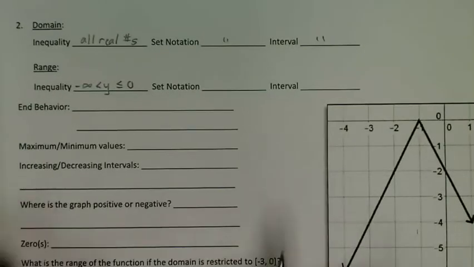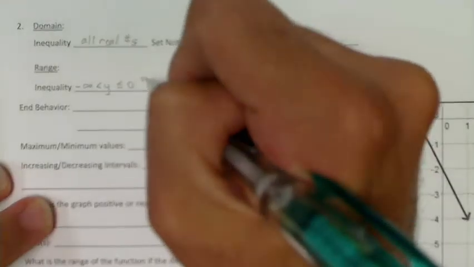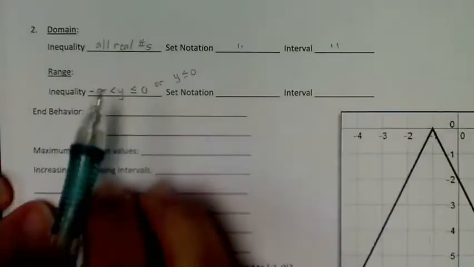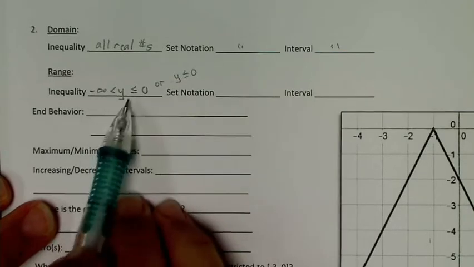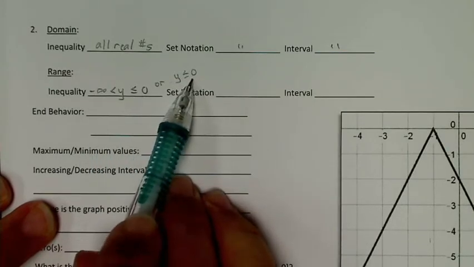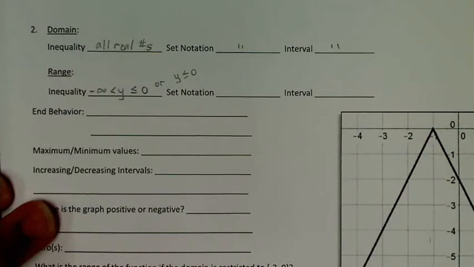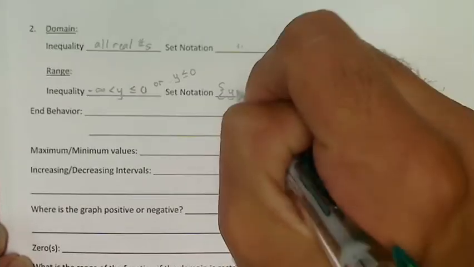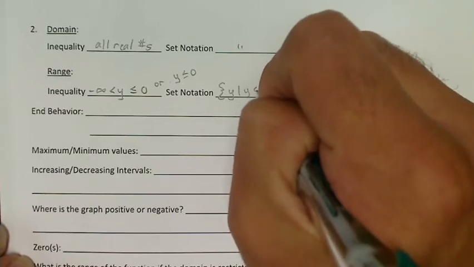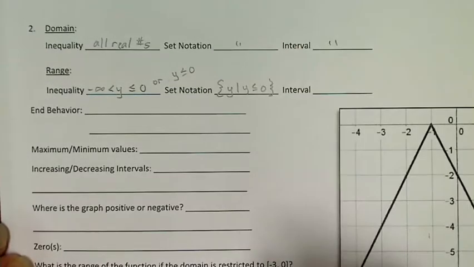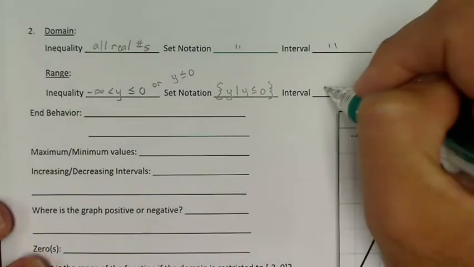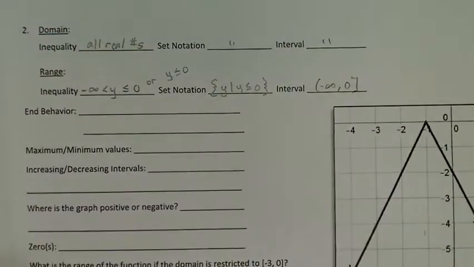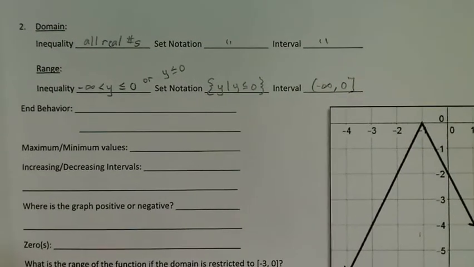Okay, or you could just write y is less than or equal to 0 and not have the negative infinity. I'll accept both of these. This is probably more correct, but that's still correct. Okay, in set notation, it'd be the set of all y's such that y is less than or equal to 0. And then in interval notation, it would be negative infinity to 0 with a bracket because 0 is included.